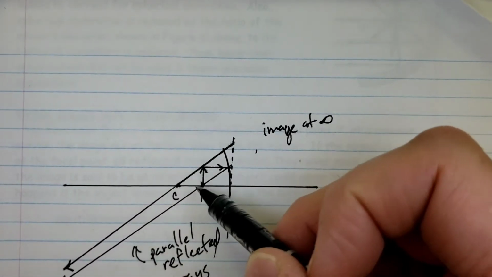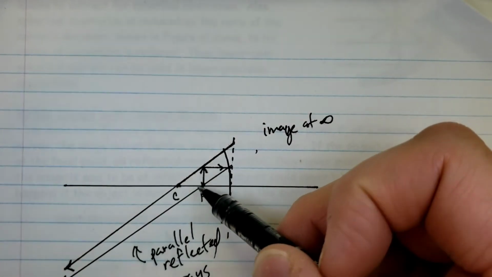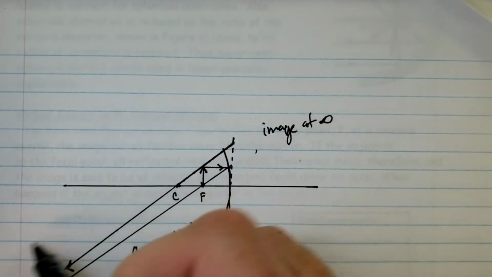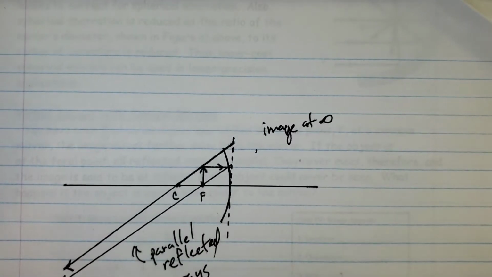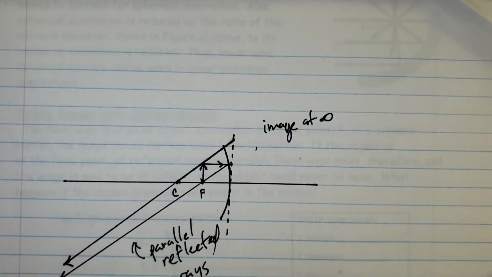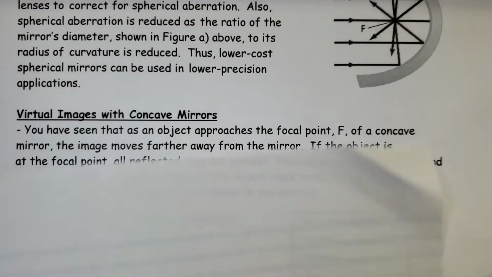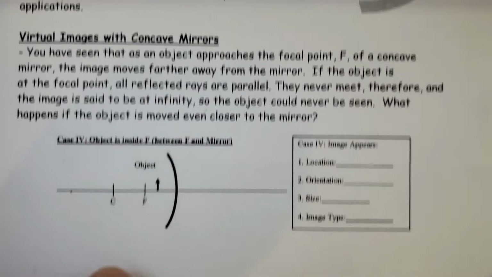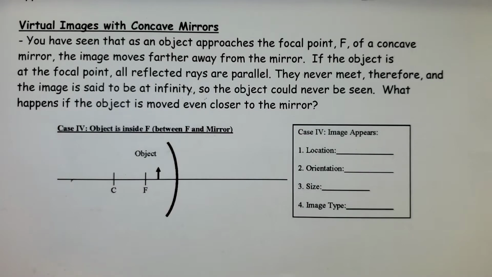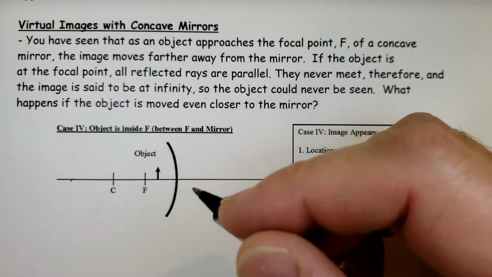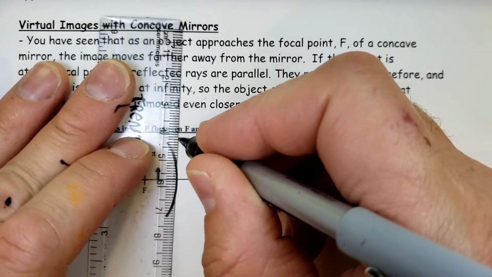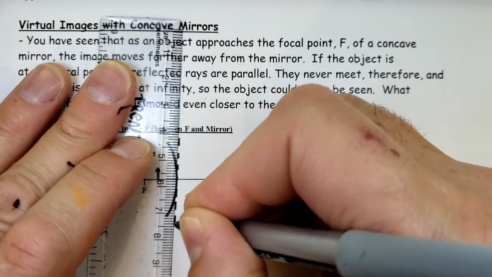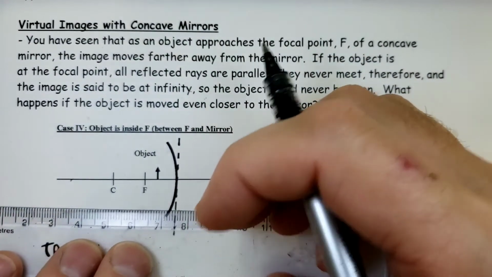Before, we looked at if it was in between C and F, the image is far away beyond C. Well, if it's at F, it's at infinity. For all intents and purposes, no image forms. So what happens if we are inside F? How can we go one more step if the image is all the way at infinity, or for all intents and purposes, no image? What happens if it's between F and the mirror? So we'll take a look at this.